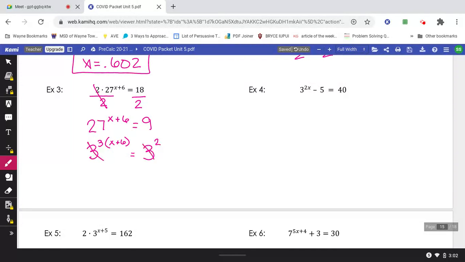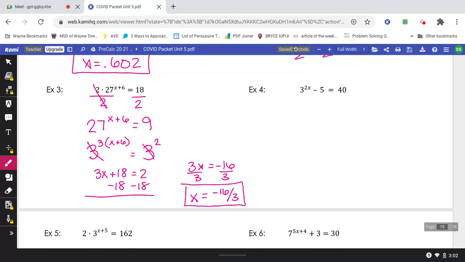Then you can cancel the 3's. Set your exponents equal to each other. I'm going to go ahead and distribute this right here. And then just solve it out. We'll add 5. X equals negative 16/3, which would be the equivalent of negative 5.3 repeating. If you'd rather do a decimal, that's fine. So each problem, doing your basic math and then just deciding which method works better.